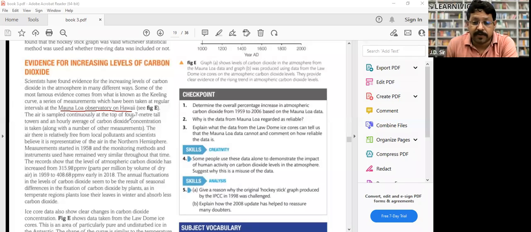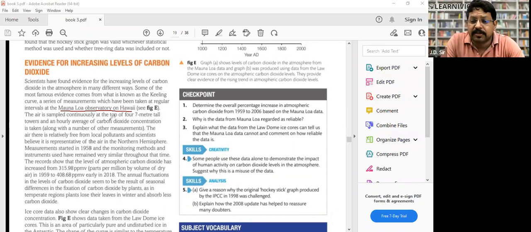And from these towers, at every hour, they calculate the concentration of carbon dioxide, right? The air there is relatively free from local pollution, and scientists believe it is representative of the northern hemisphere, right? So scientists know that this represents the concentration of carbon dioxide in the northern hemisphere, because local pollution is not present over there.